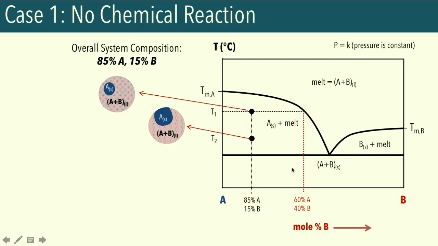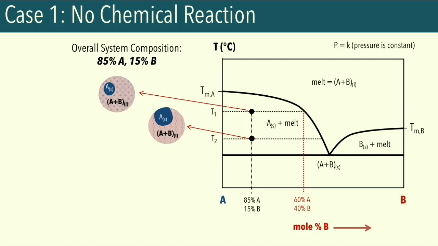Okay, so note that this is consistent with our earlier analysis. If we have a solution that is originally 85% A and 15% B, and some of the A crystallizes out of the solution, the melt will decrease in amount of A and will appear to be more concentrated in B. So we can also draw a tie line at temperature 2.